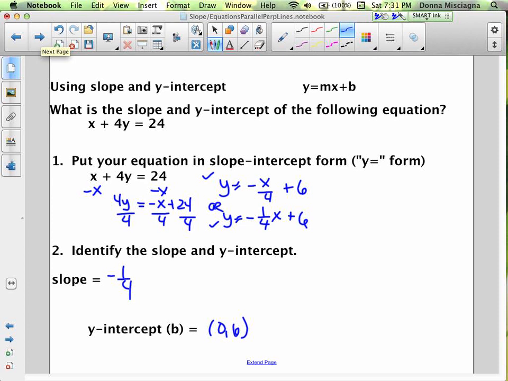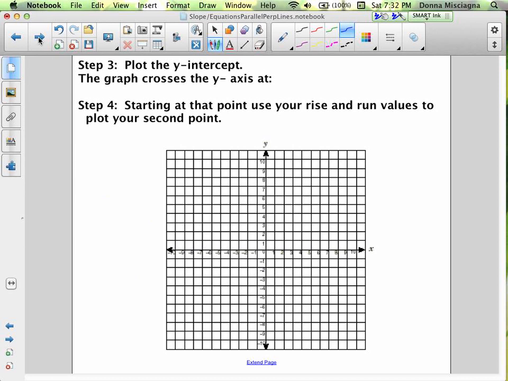So let's remember our equation as we graph it on the next page. y is equal to negative 1/4 x plus 6. So we have y is equal to negative 1/4 x plus 6. Just as a reminder, our slope is negative 1/4. So that's our rise and our run. And the y-intercept is (0, 6). So we're going to graph the point (0, 6).